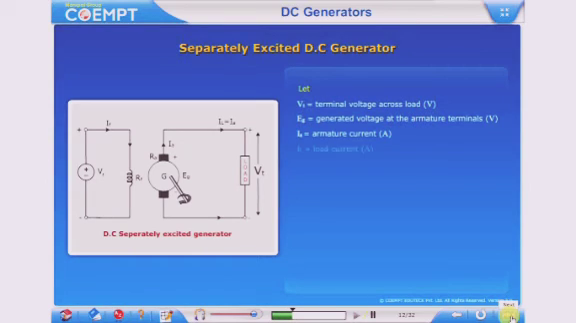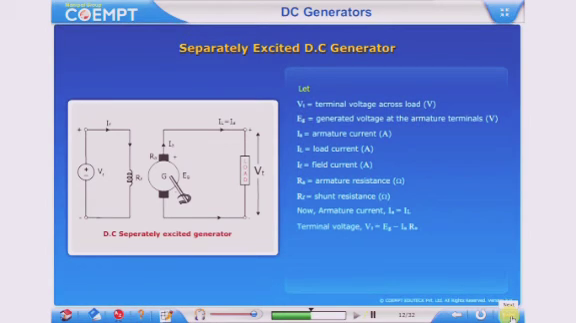Ra is the armature resistance measured in ohms. Rf is the shunt resistance measured in ohms. Now, armature current Ia is equal to IL. Terminal voltage Vt is equal to Eg minus Ia Ra.